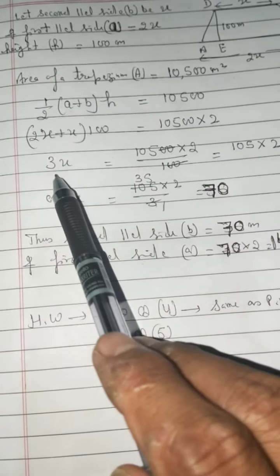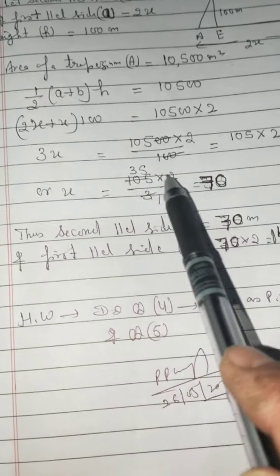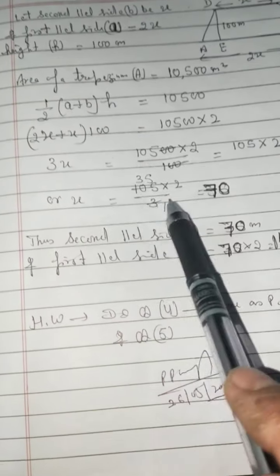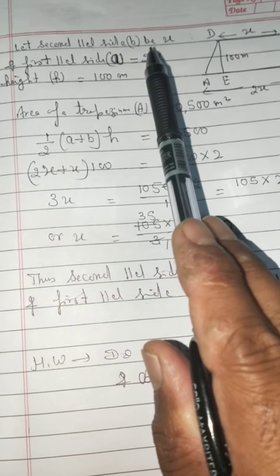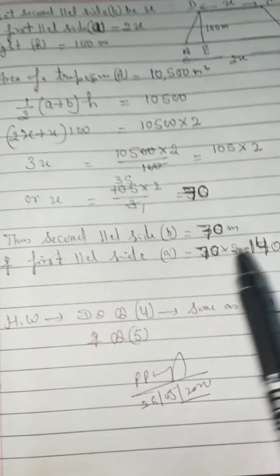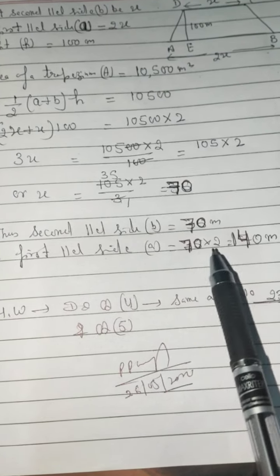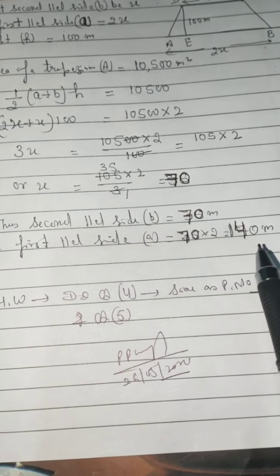Don't find their product, because we take this 3 to the right hand side and divide. 3 1s are 3, 5, 35, 35 2s are 70. So 70 is your x, the second parallel side of the trapezium. But in the question you have to find the first parallel side, and the first parallel side is equal to 2 into 70, which is equal to 140 meters.